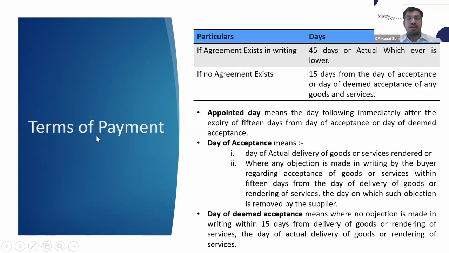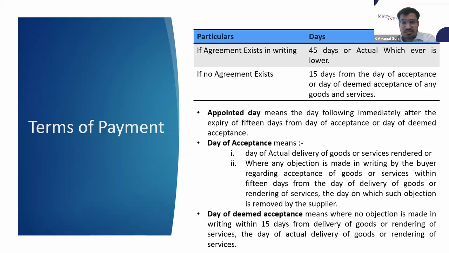So now, discussing the terms of payment. The MSME Act specifically provides that if there is a specific agreement in writing, then in that particular case, the time period for the payment would be 45 days or the actual payment terms, whichever is lower. So basically, let's say if the payment terms are decided as 10 days, then in that particular case it should be 10 days only. It is not even the 45 days in that case. So that again needs to be taken care of. However, it is mandatory that the maximum can be 45 days. It cannot go beyond the same.